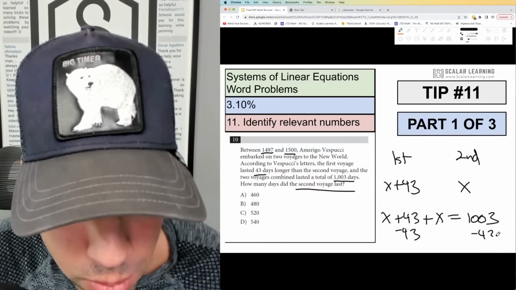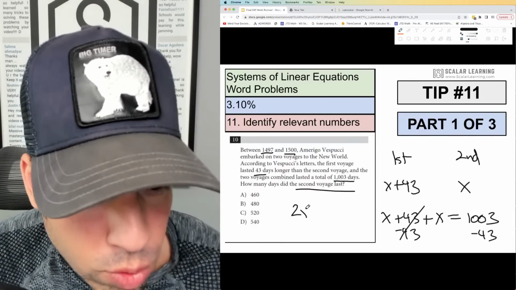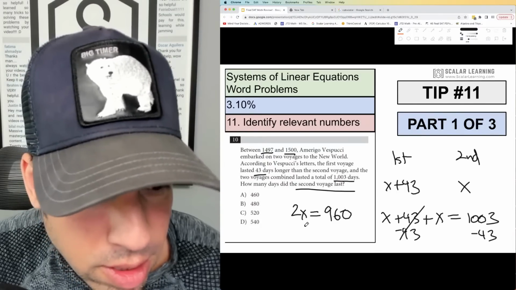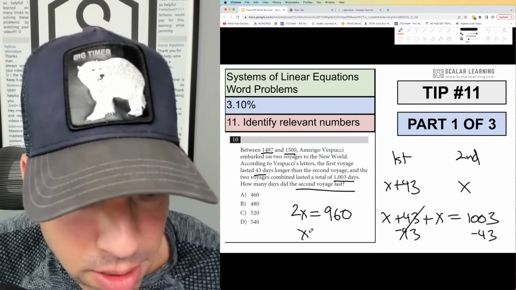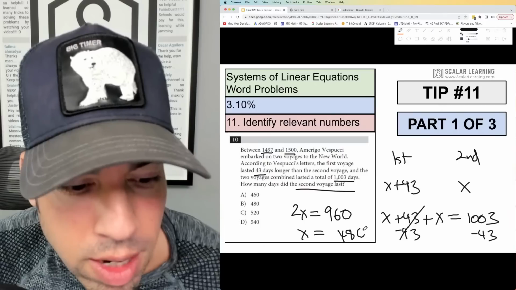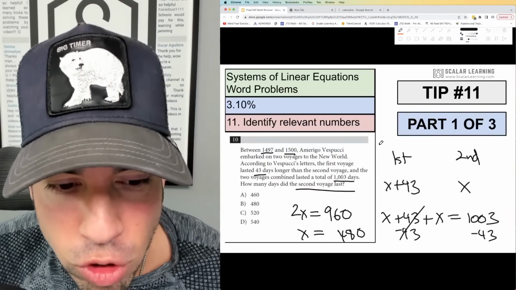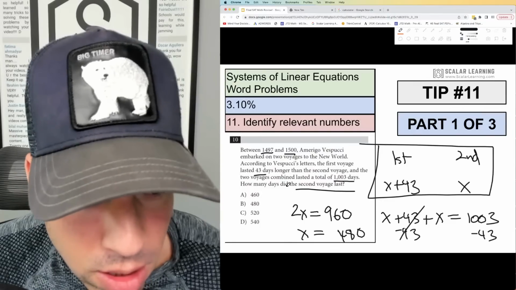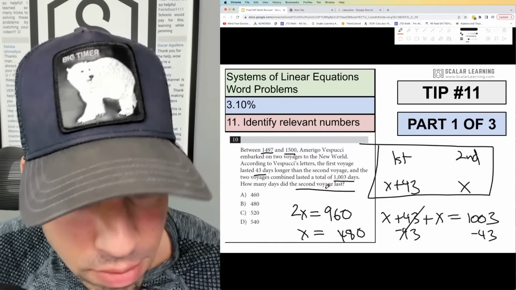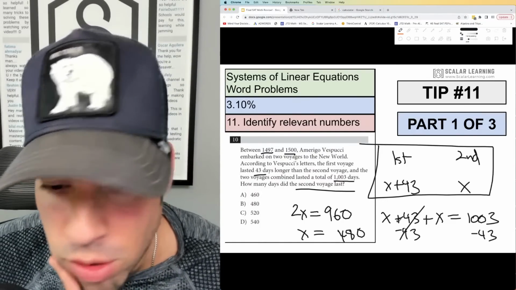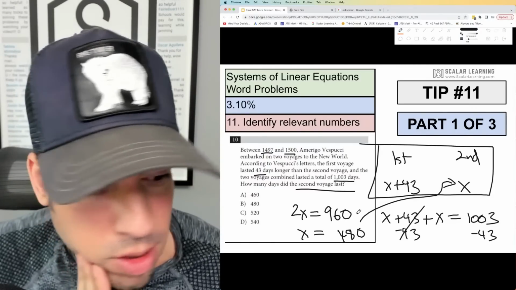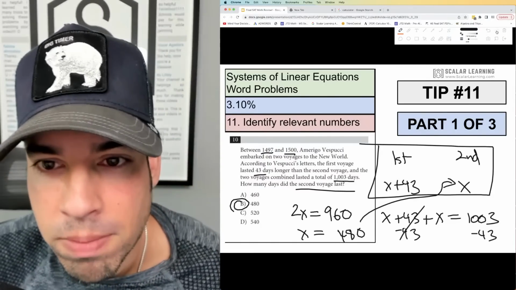Minus 43 from both sides. Boom. So we get 2x equals 960. And then divide by 2, we get 480. Now, we go back to the original chart. Notice I leave this here because it says how many did the second voyage last. The first one, you add 43, not the second one. It's just x. So it's 480. Boom, done.